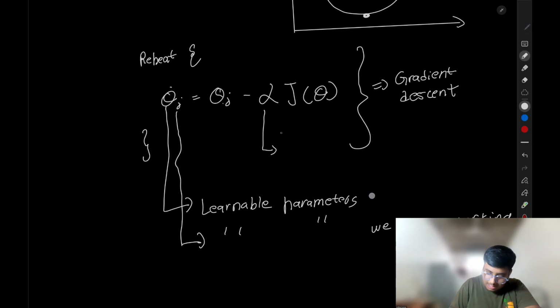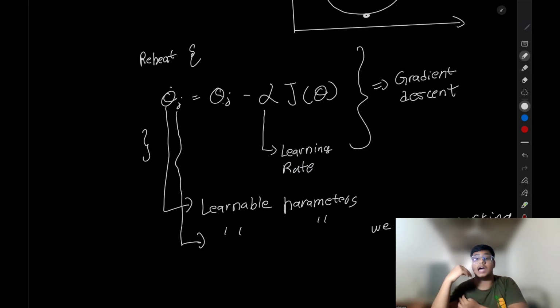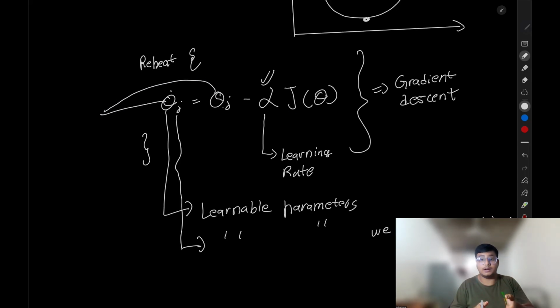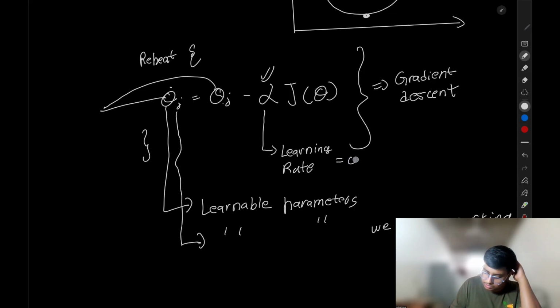What is alpha? Alpha is learning rate. This is not a learnable parameter. This is a hyperparameter. Its value we will set well in advance. For example, the value of theta is getting calculated by our algorithm. But the value of alpha we are going to set well in advance before running this algorithm. Okay. For starters, we set this learning rate equal to 0.01. I will tell you in detail about the learning algorithm in the later part of the video.